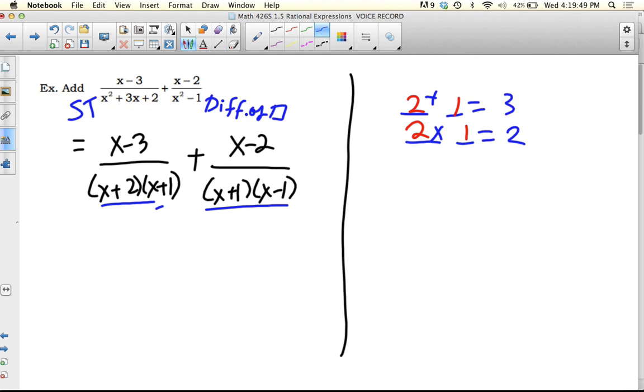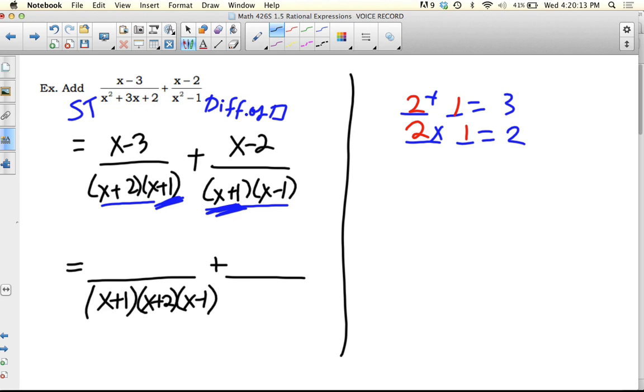So if you see, we've got a common factor of x plus 1. So if we now want the lowest common denominator, we're going to put one of those factors, so x plus 1, just one of them because it's common, and then everything else that's not common. So x plus 2, x minus 1. Okay, and that's my lowest common denominator. Okay, x plus 1, x plus 2, x minus 1.